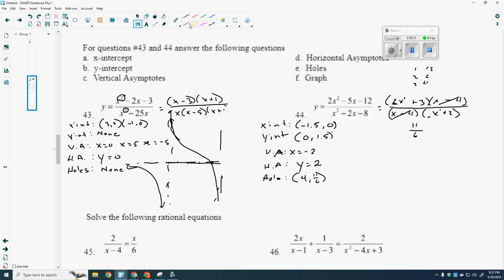And sketch graph. I'm going to get rid of some of this stuff so I have a little bit more room over here. Horizontal asymptote at 2. Vertical asymptote at negative 2. x-intercept at negative 1.5, y-intercept at a positive 1.5, and the hole is at 4 and 11/6. 11/6 is just less than 2. 12/6 would be 2, so it's right up here next to the asymptote.